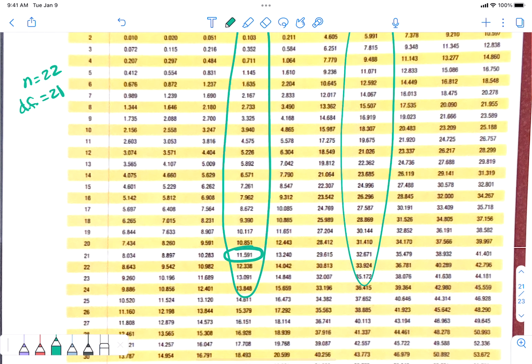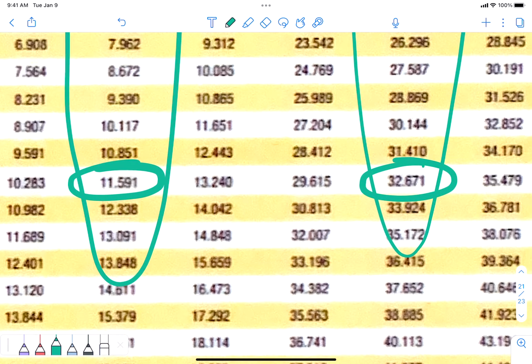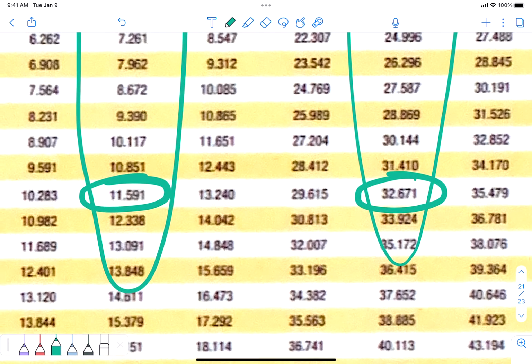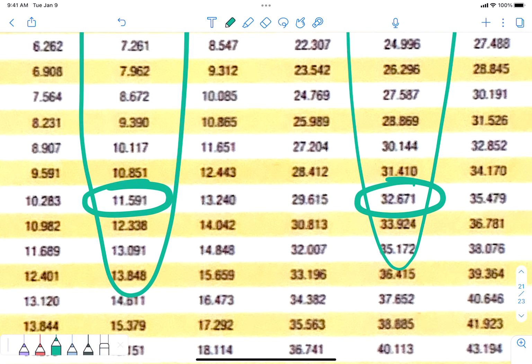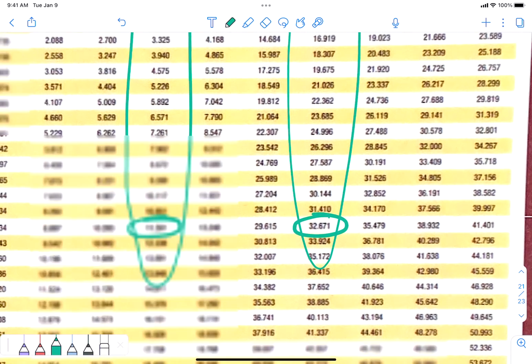21 is 11.591 and 32.671. These are huge numbers, a lot bigger than the Z and T. That's on purpose because we end up dividing by these numbers, right? Okay, so on purpose, they are bigger numbers. Do you guys see how we look those up on the chart? Degrees of freedom 21, not 22, and then 95%. Okay, somebody write those numbers down and then repeat them to me when I go back up. Okay, you got them? 11.591 and 32.671. Put that on your left and your right, and then I'll get them from you again.